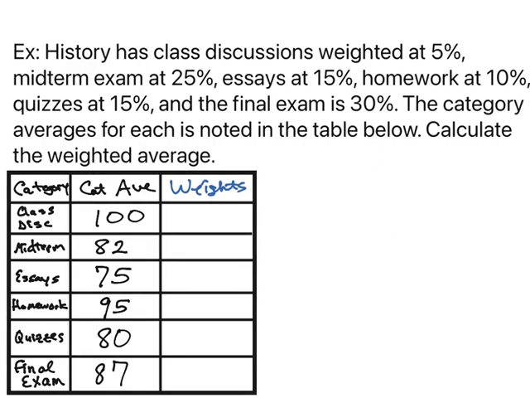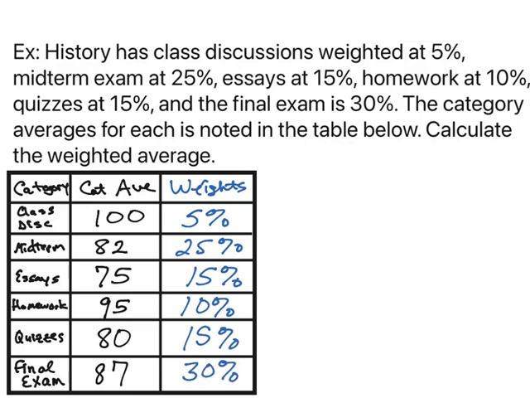I'm a table person. I love to use tables to calculate these. It keeps everything nice and organized. So as I go through these, let's add the weights. Class discussions, we have a category average of 100. The weight is 5%. The midterm is an 82, and that's at 25%. Essays are 75 at 15%. Homework is at a 95 at 10% weighted average. Quizzes are at an 80 average with a 15% weight, and final exam is an 87 at a 30%.